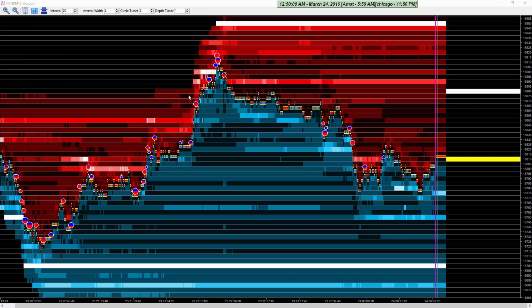But up here you can see, okay, we hit supply, we came off it. We didn't really test it again to see if there was more supply there. But effectively what you're looking for is the absorption zones.